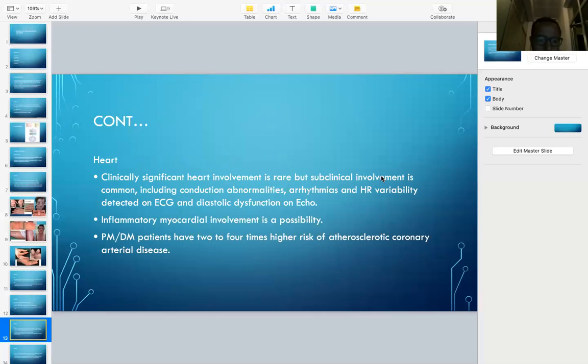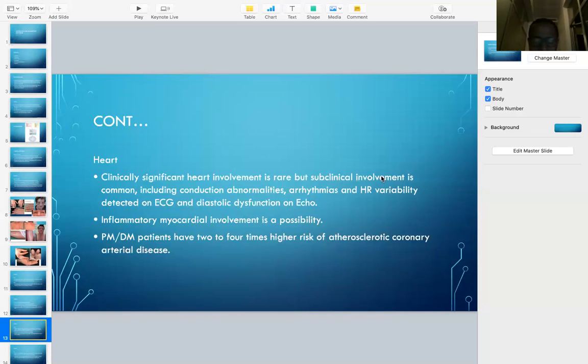The other organ to be affected is the heart. Clinically significant heart involvement is rare, but subclinical involvement is common, including conduction abnormalities, arrhythmias, and heart rate variability detected on ECG, and diastolic dysfunction on echo can be seen in this group of patients. Inflammatory myocardial involvement is a possibility, but the disease is dominantly a striated muscle problem, and it usually spares the cardiac and smooth muscles. Polymyositis and dermatomyositis patients have 2 to 4 times higher risk of atherosclerotic arterial disease.